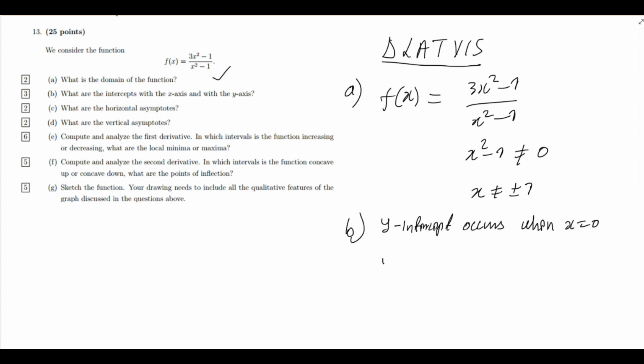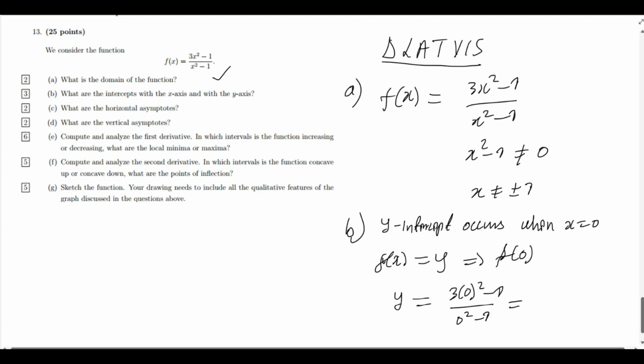So meaning that our f of x is y, right? So our y, we are simply going to look for f of 0. So y will be equal to 3 times 0 squared minus 1, all over 0 squared minus 1. So this will be negative 1 all over negative 1, which will be 1. So our y-intercept is equal to 1.